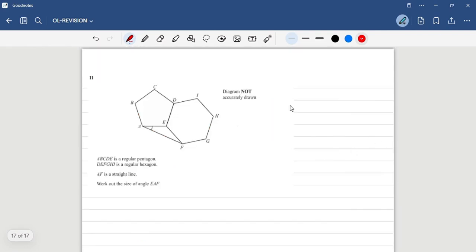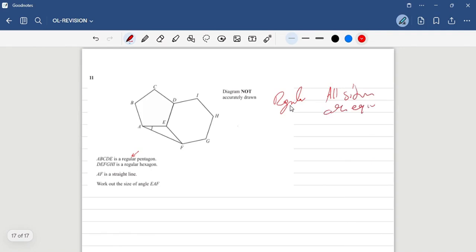In this shape, he said that I have two shapes, okay? The first one is represented by a regular pentagon. This is represented by a regular hexagon. And we have to know that it's regular. What is the meaning of regular? Regular means all sides are equal.